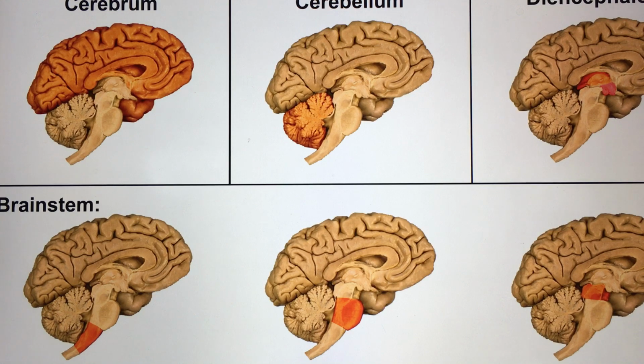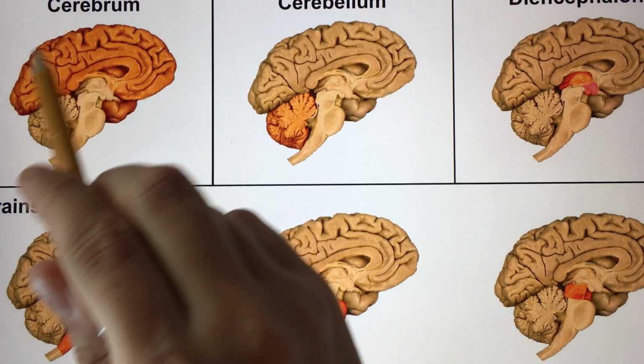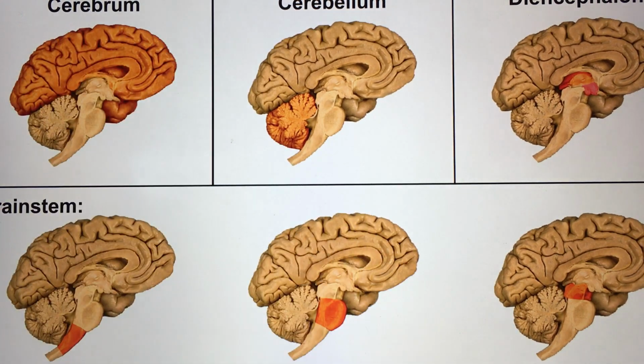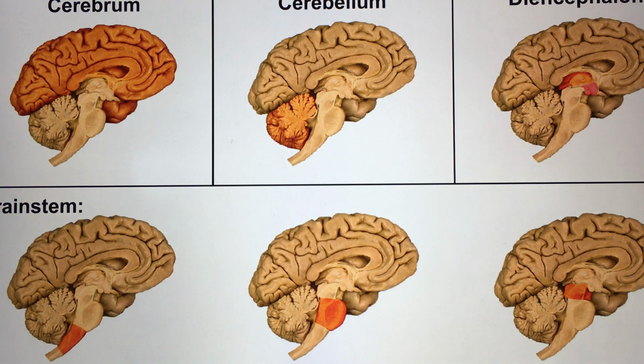So here's a review of all of these brain parts. We have cerebrum, the top portion, the largest. Cerebellum, the posterior inferior portion of the brain. The diencephalon, the central portion of the brain, below the cerebrum, above the brainstem. And the brainstem, made out of medulla oblongata, pons, and the midbrain.